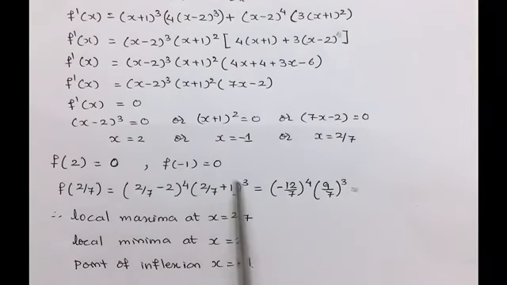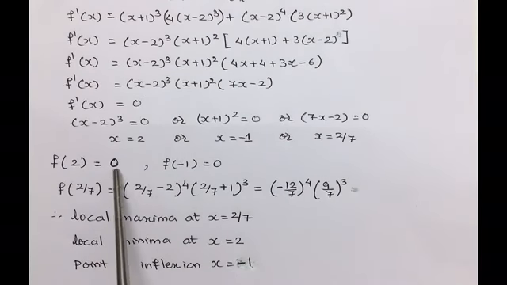So comparing with 0, the local maximum will be at 2 by 7. Local minimum is 0, that will be at x equal to 2, and the point of inflection will be at x equal to minus 1, because at this point it remains as negative after substituting the value of x equal to minus 1.